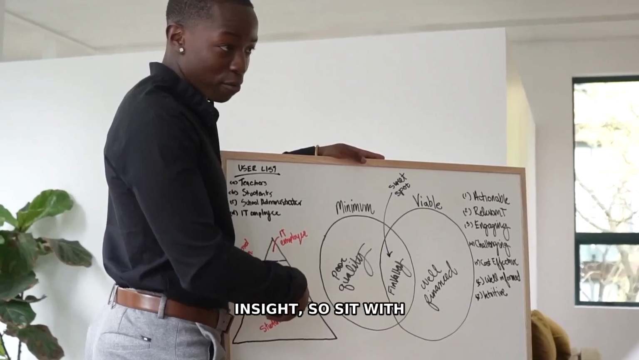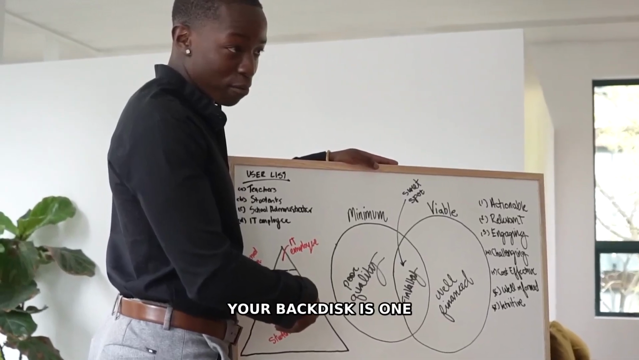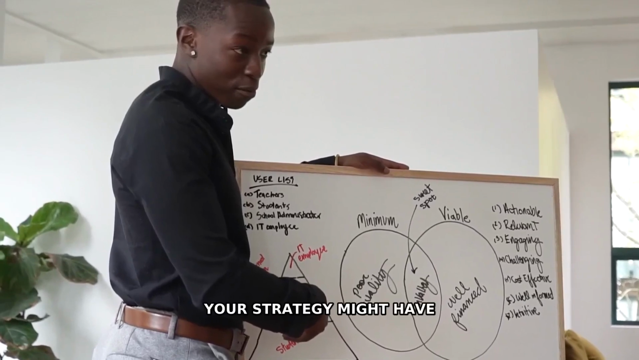This is the core insight, so sit with it. Your backtest is one of those coin flip lines. Your strategy might have a genuine edge, but the specific path you observed, the order of the wins and losses, was random. You are looking at one life the market happened to live. You are not looking at the range of lives it could have lived.